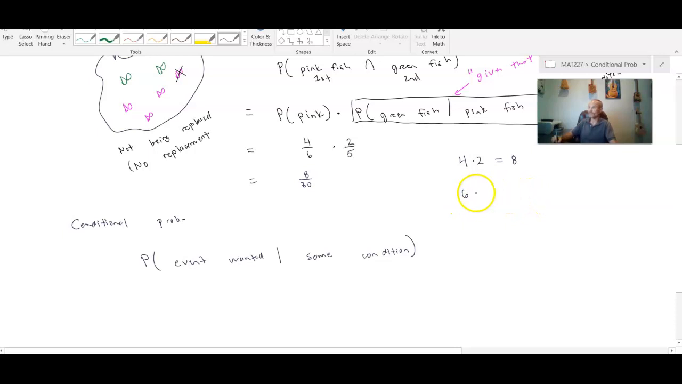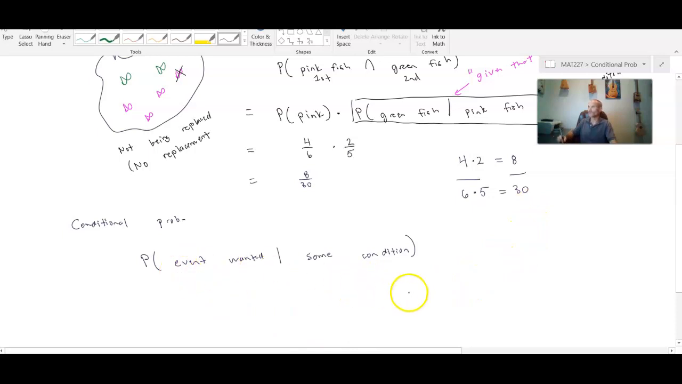It could be any of the 6 fish. And then for the second fish that's drawn, we only have 5 possible options from which to draw. So really there are 30 different ways we could select 2 fish from this pool. And when we divide those, we're merely saying we counted all the number of ways we could get a pink fish and then a green fish, and in the denominator we counted the total number of things that could occur when we draw at random 2 fish from that pond.